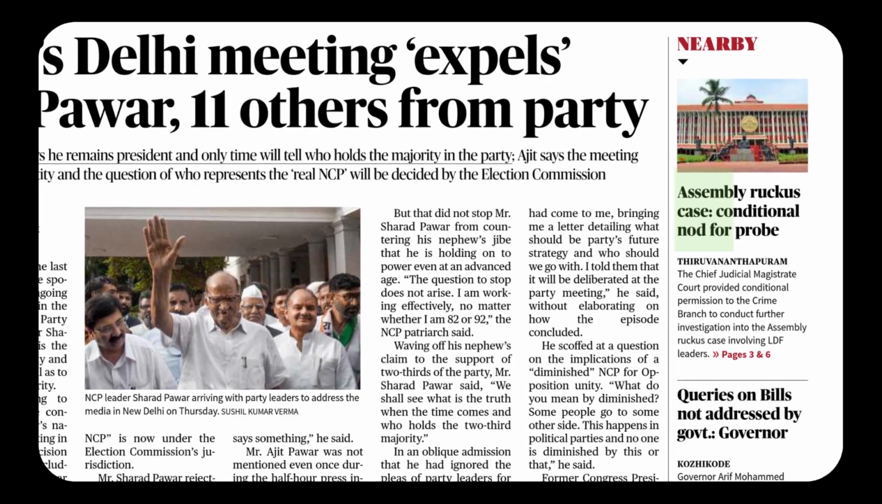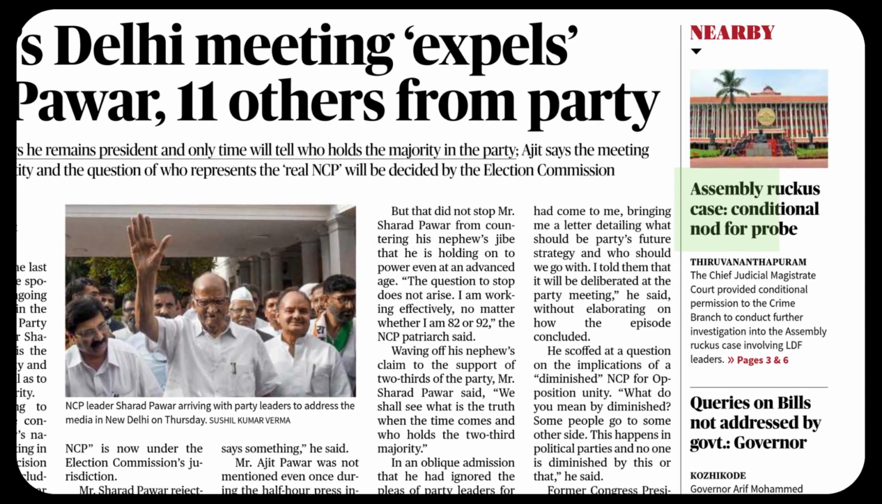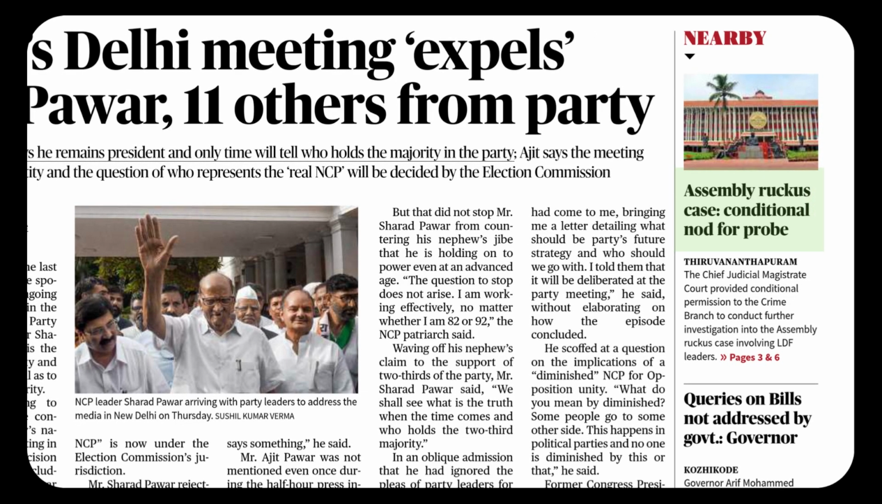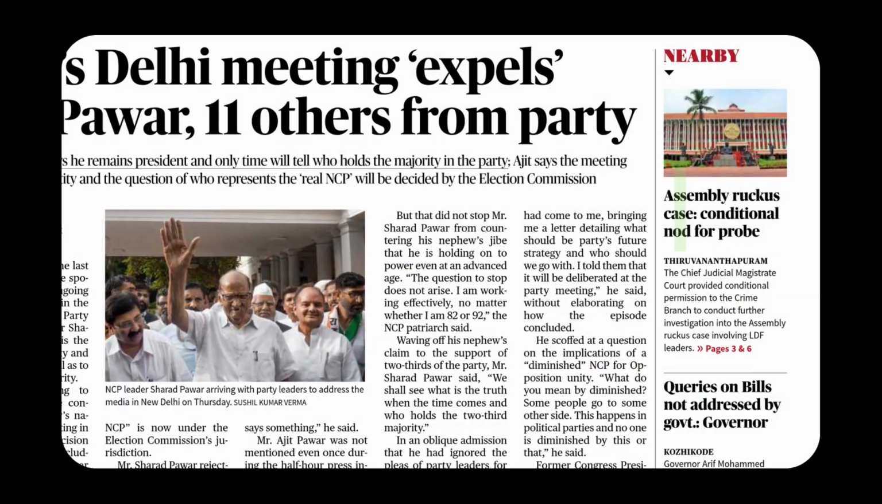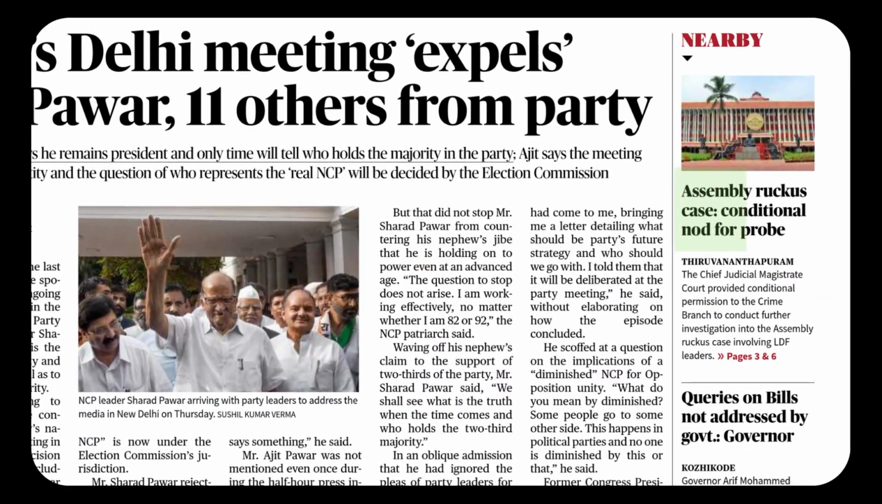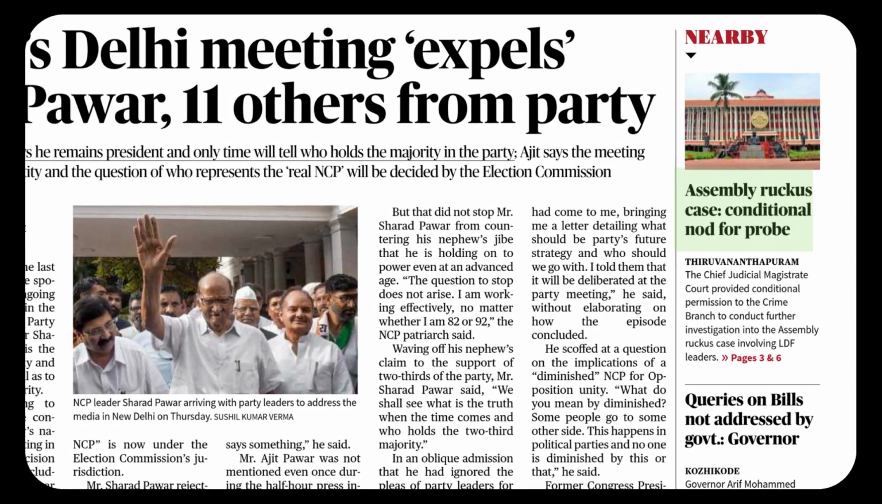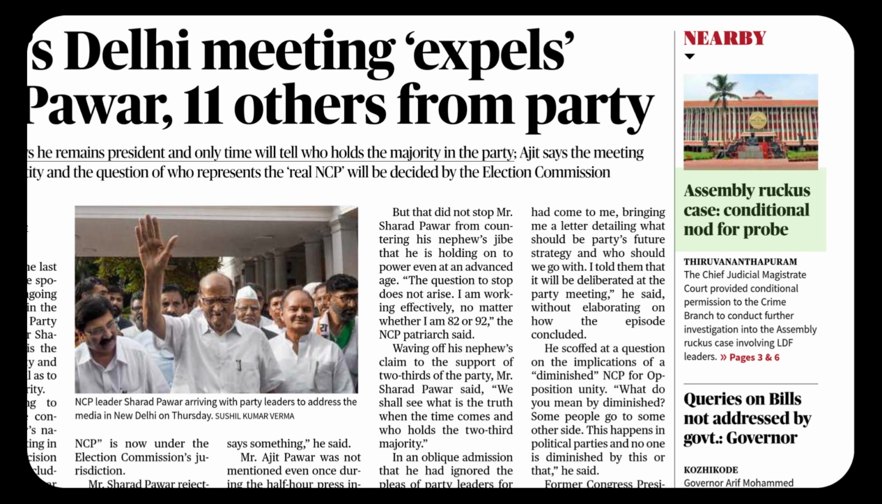Assembly ruckus case. Conditional note for probe. Assembly ruckus. Ruckus is a very important word. The accent falls on the first syllable. Ruckus is a noisy situation or argument. Assembly ruckus case. So that is a very important news. This has been set against the backdrop of the Kerala Assembly ruckus case involving LDF leaders.